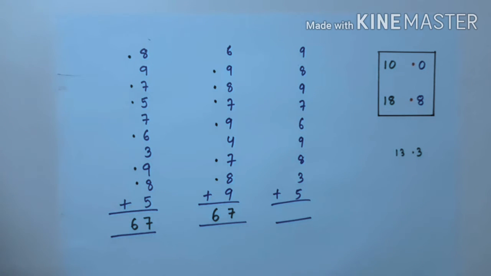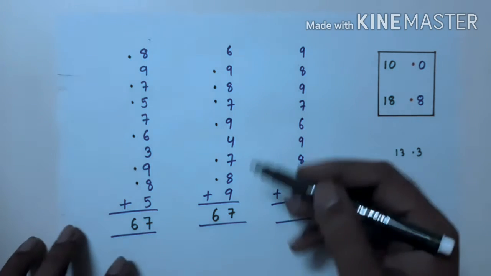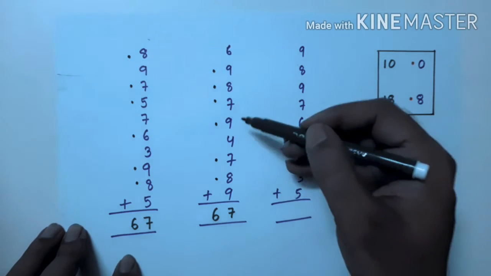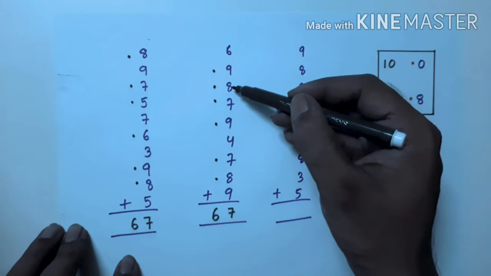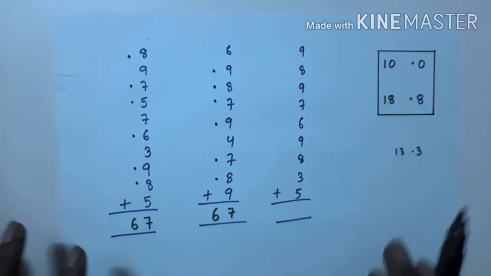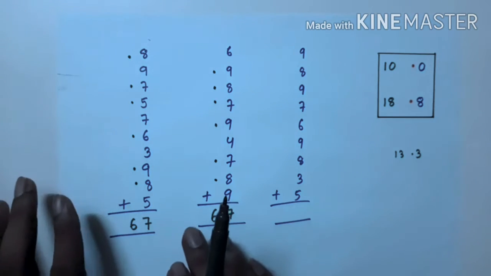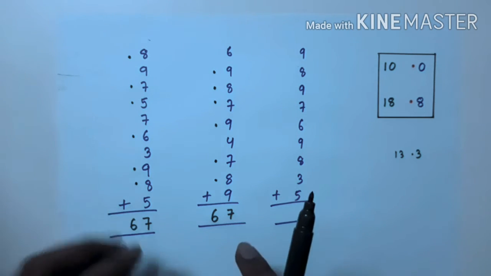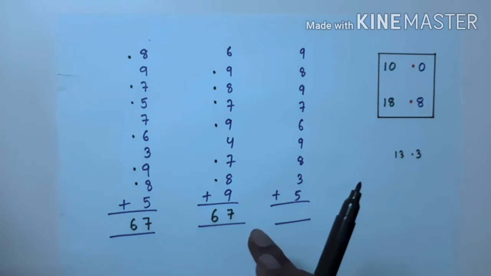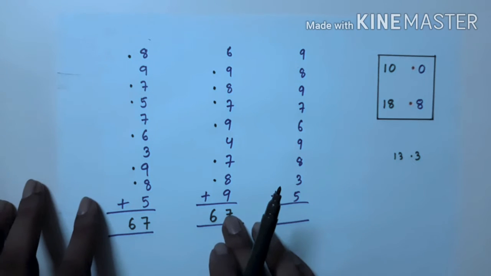So that is 67. So we can add like this also. 9 plus 8, 17. 17 plus 7, 24. Plus 4, 28. 37, 44, 52, 61 and 67. But it is not easy for everyone. That's why we will follow this method, so that whoever are facing difficulty in adding a 2-digit and a single digit number, they also can do it easily.